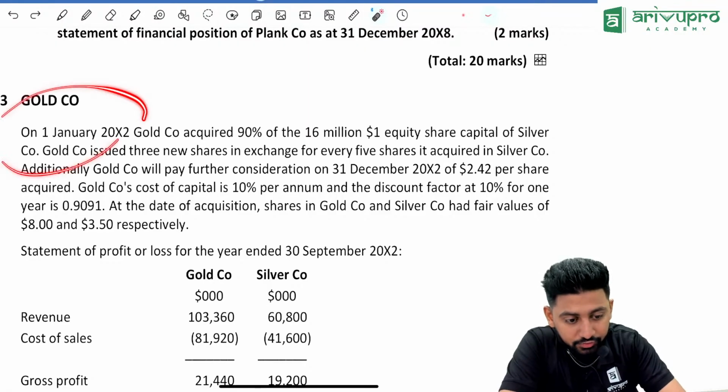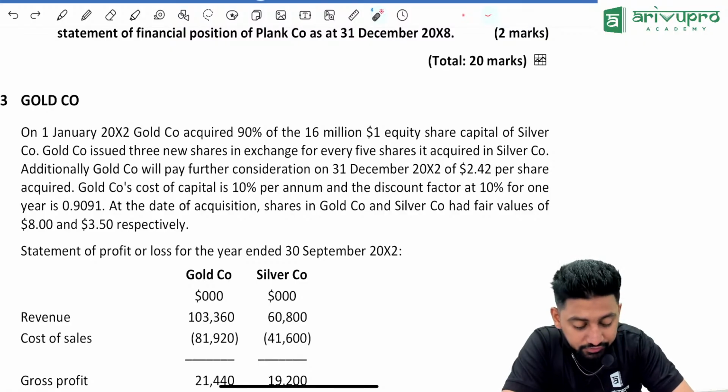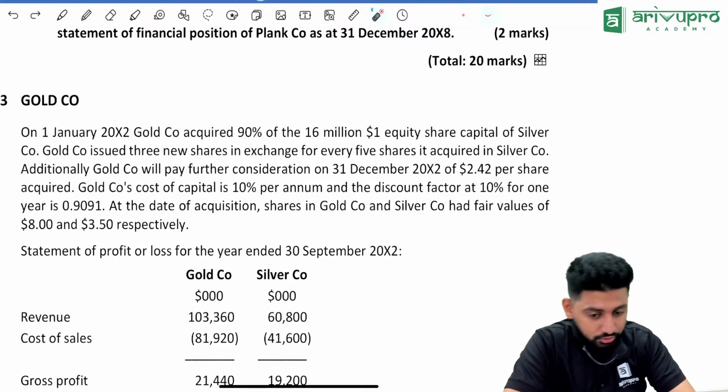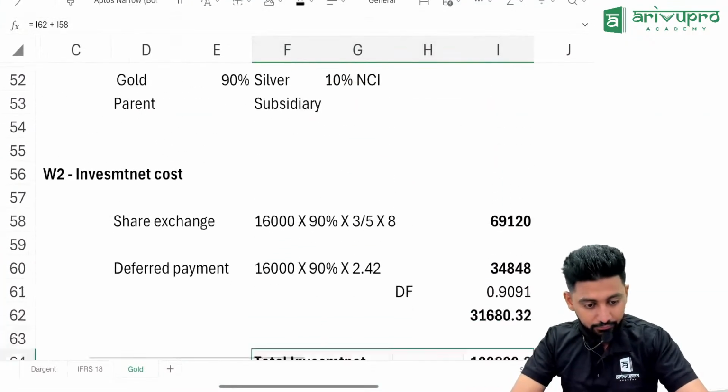So you are acquiring on 1st of January 2012, your year end is 30th September. So there is a deferred payment. So for this deferred payment, what are you going to do? You are going to calculate finance cost. So there is finance cost. So next what we are going to do is finance cost. Working number 3.